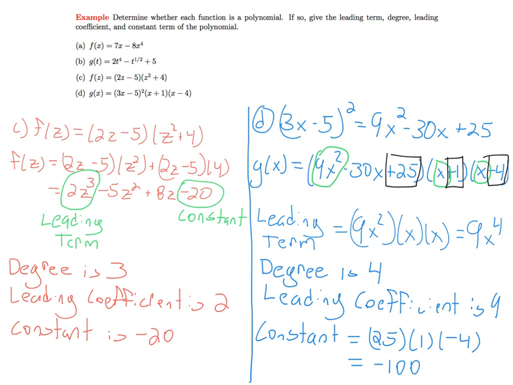And again, this is a nice way to do it. I didn't actually have to distribute out this entire thing and group all of my like terms. That would take up a bit more time. I just need to notice that the leading term I get by multiplying the three leading terms, and the constant term I get by multiplying the constant terms in each of these factors.